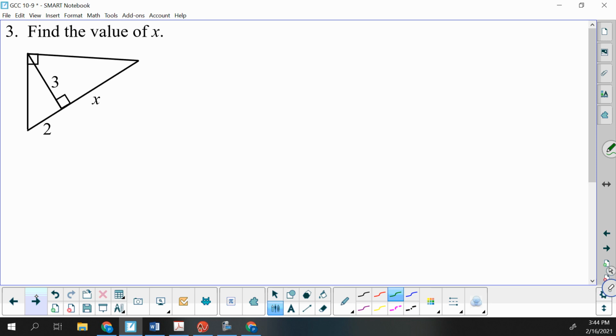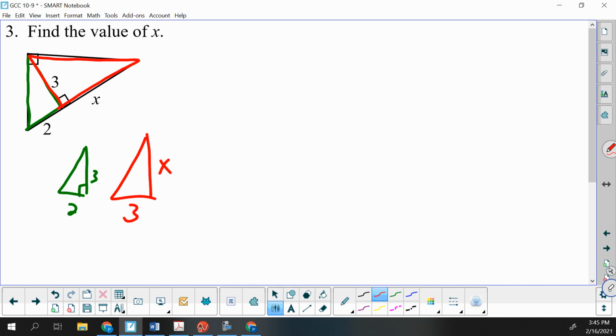So one last proportion in right triangle one. I'll make that one green. We got 3 for the long leg, 2 for the short leg, and the hypotenuse we don't know. This one, if we spin it, 3 for the short leg, x for the long leg, hypotenuse we don't know. Now you might recognize that we're good to go right here, so it's up to you if you want to draw the third triangle or not.